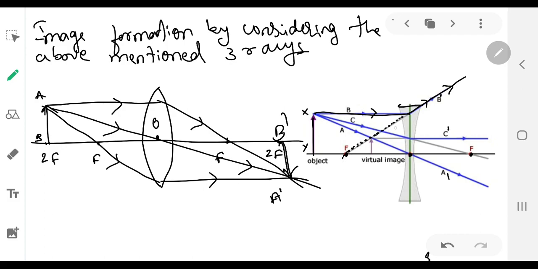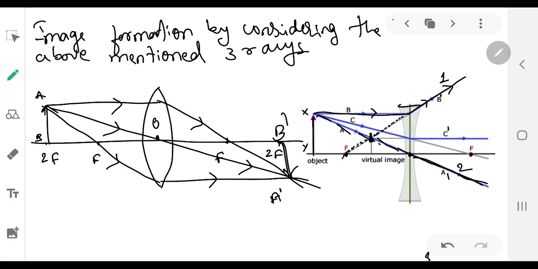The second ray that you can consider is the ray passing through the optic center. This is the refracted ray. When you extrapolate the direction of the refracted ray, it is meeting here. So this is the point where the extrapolated first ray and second ray appear to diverge from.